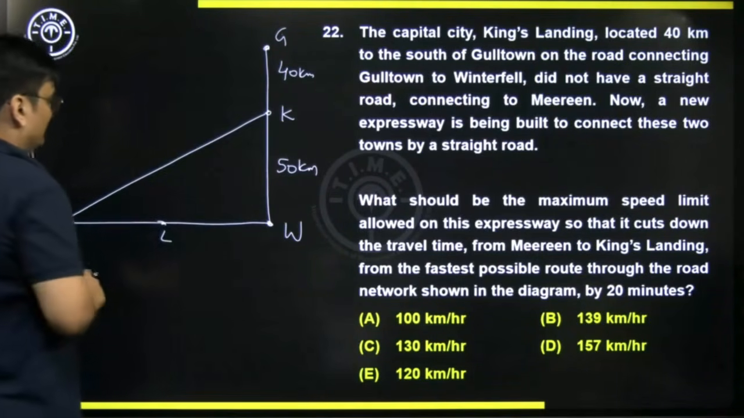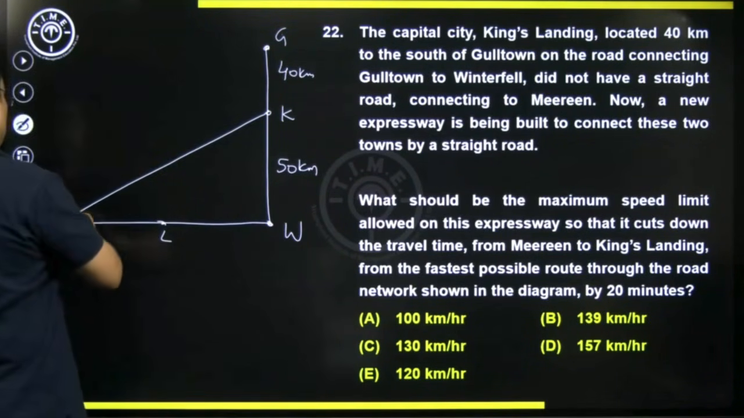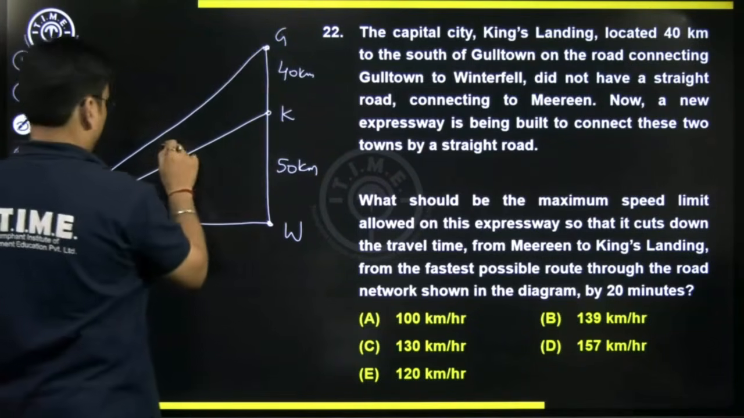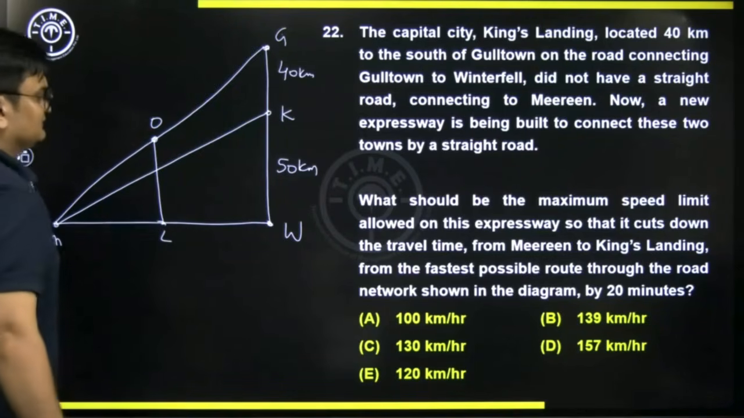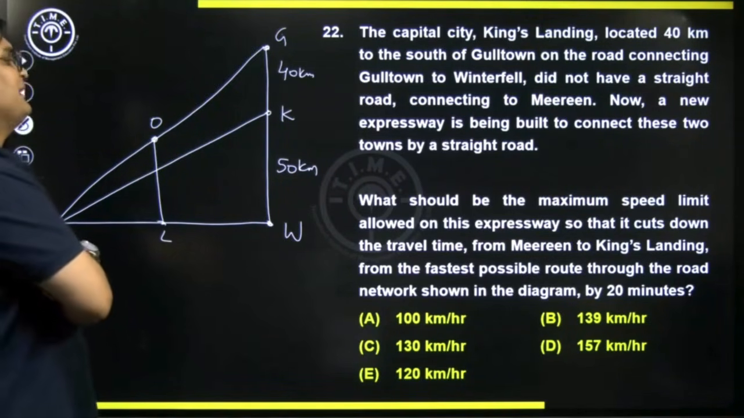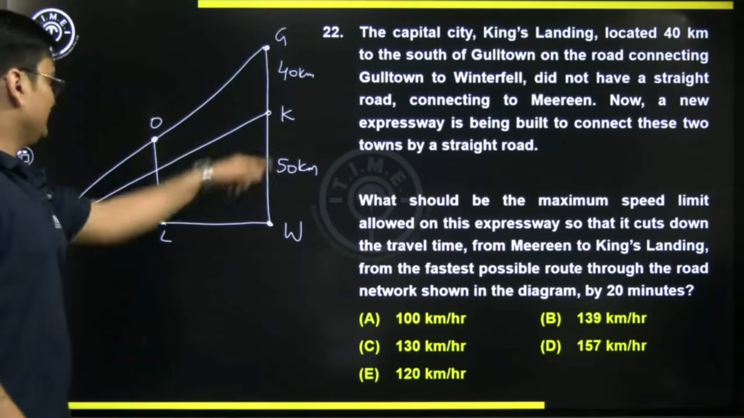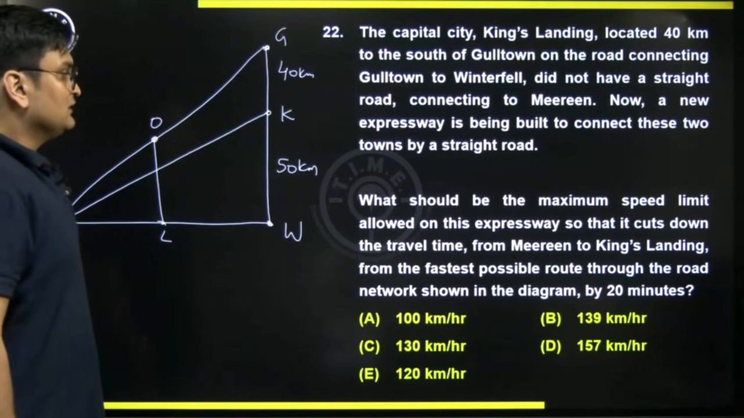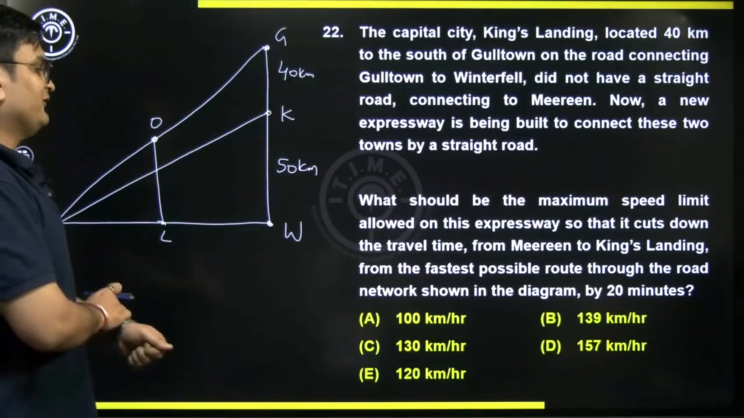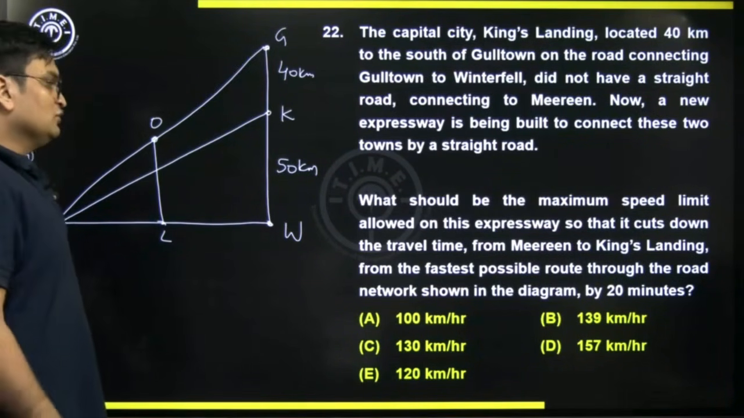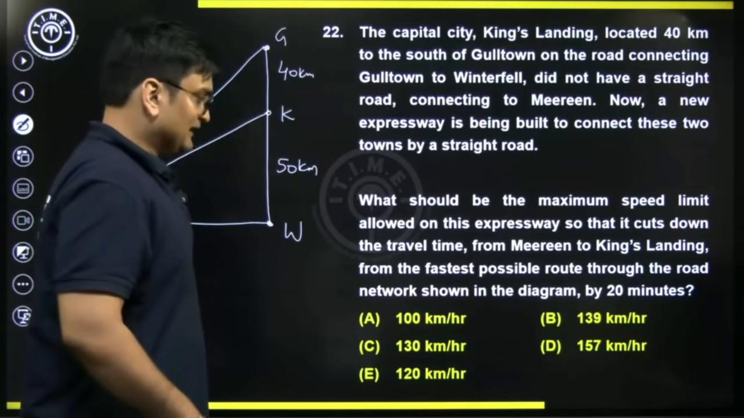We are building this expressway, right? Old Town will be somewhere here. This path was also there. What should be the maximum speed limit allowed on this expressway, MK, so that it cuts down the travel time from Meerin to King's Landing from the fastest possible route through the road network shown in the diagram by 20 minutes.